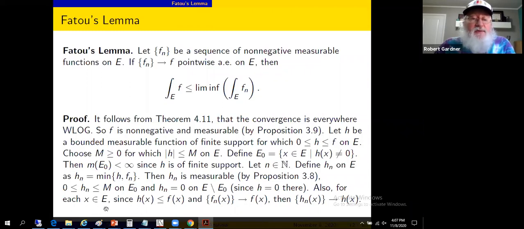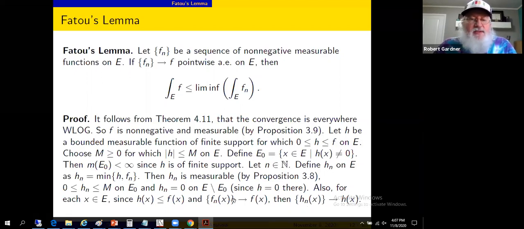For every x in set E, we've got h of x less than or equal to f of x, and that's how we chose h right there. h is less than or equal to f on set E, by choice of h. If f sub n of x converges to f of x, then we're claiming h sub n of x converges to h. So let's see if we can talk our way through that.